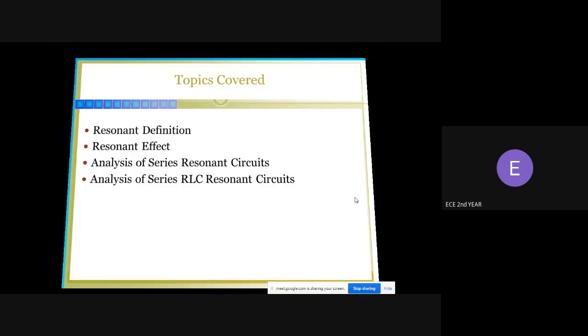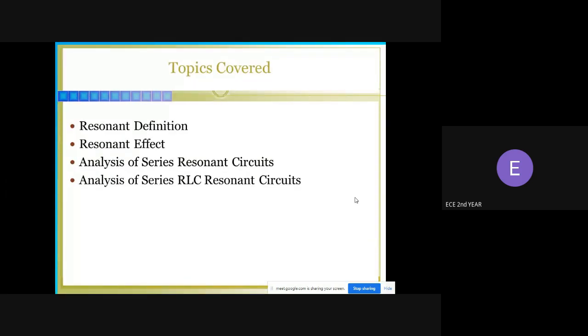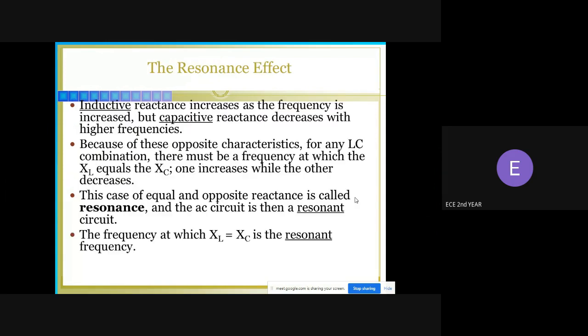So, what is resonance? The topics to be covered in this lecture are the resonance definition, what is the resonance effect, analysis of series resonant circuits, analysis of parallel LC resonant circuits, and a very important thing, the applications of the resonant circuit.